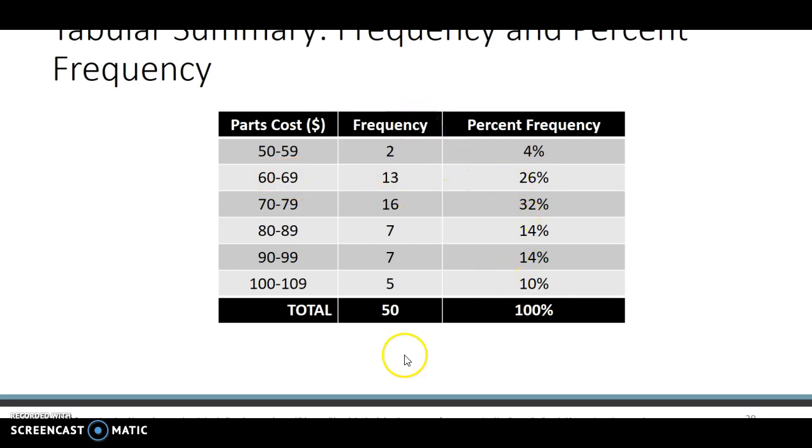Key things to remember, your frequency has to add up to the number of parts we looked at, and your percent frequency has to add up to 100. If it doesn't, you could have just made a mistake calculating the frequency here, or you could have a part that was less than 50 or a part that was more than 109, and you need to redo your classes.